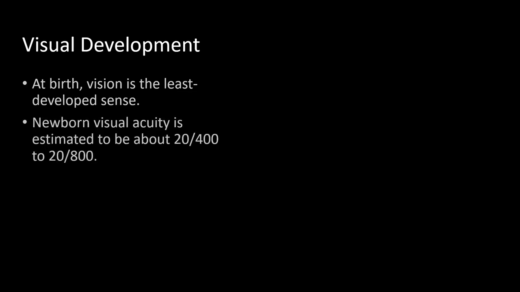Visual development is something you can track across early post-birth development. At birth, vision is our least finished sensory system. Our babies, when they're born, just really can't see all that well. Their visual acuity is pretty poor, 20/400 to 20/800. I don't know if that's officially considered legally blind, but it's pretty darn close.